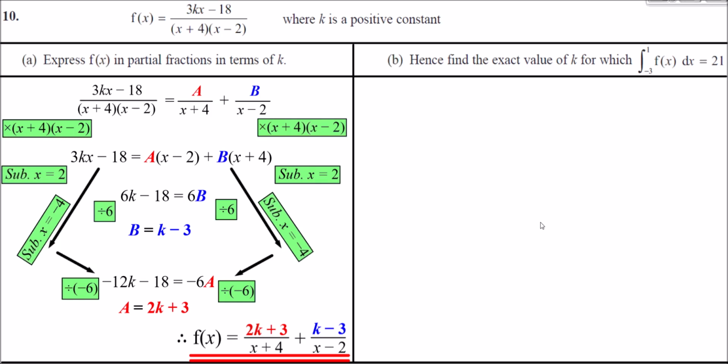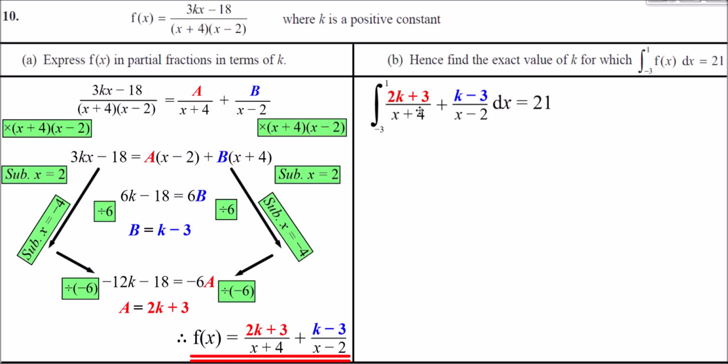Now for part b, it says hence, which is a clue we can use part a to help us. Hence find the exact value of k for which the integral of 1 down to minus 3 of f of x dx equals 21. So, because it says hence, we're going to use this easier expression for f of x to integrate. So, we're integrating between minus 3 and 1, 2k plus 3 over x plus 4, and k minus 3 over x minus 2 dx, and that needs to equal 21.